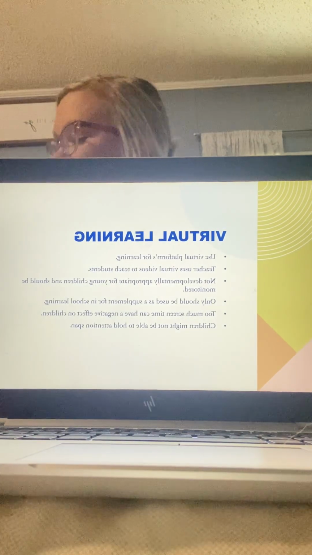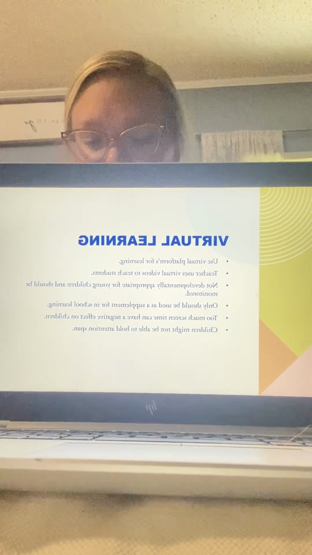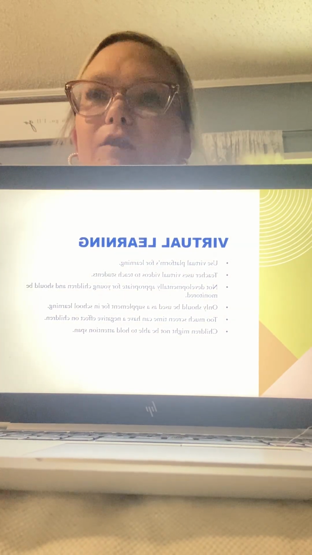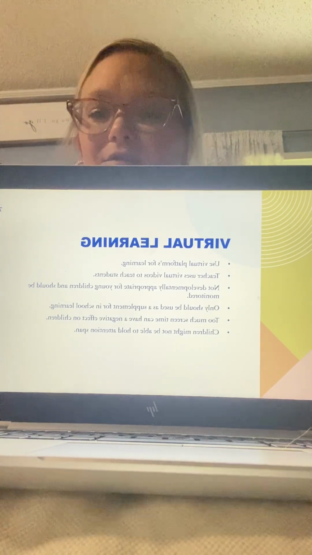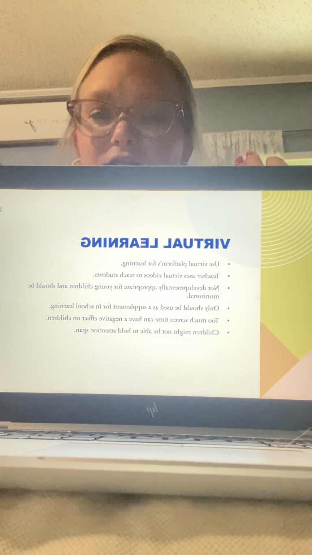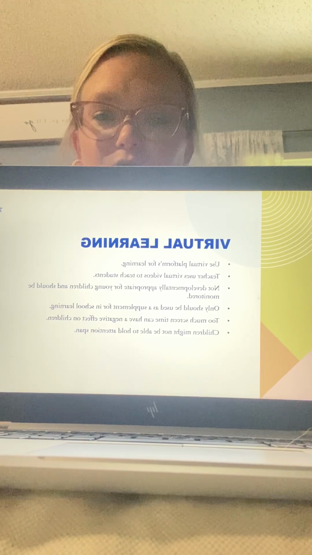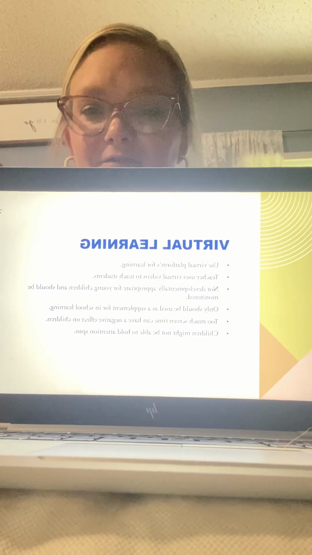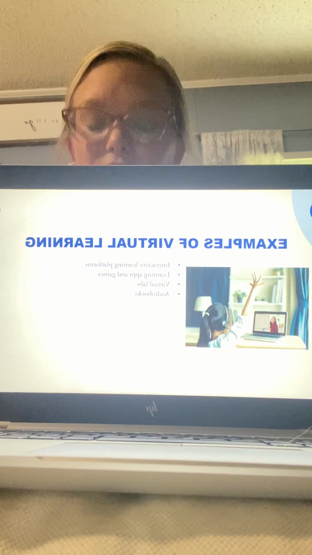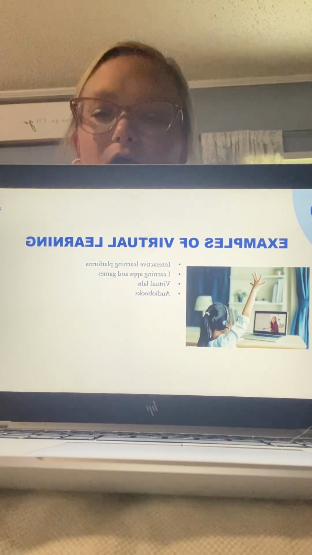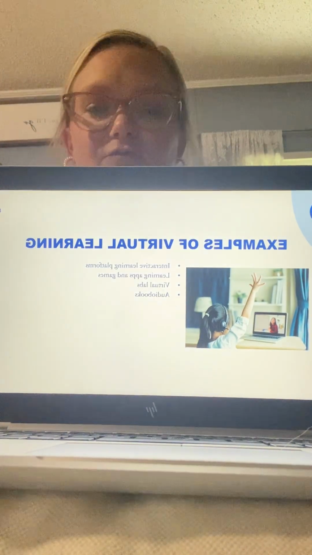The third trend is virtual learning. This is where teachers use different platforms to teach their students. This only needs to be done on a supplemental basis, not an everyday thing. This can have negative effects on students, such as it can lessen their attention span. They might not learn as well doing this virtual learning, but it is a good option to have in case you cannot be at school that day. Some examples of virtual learning are interactive learning games, apps and games, interactive learning platforms, audiobooks, and virtual labs.